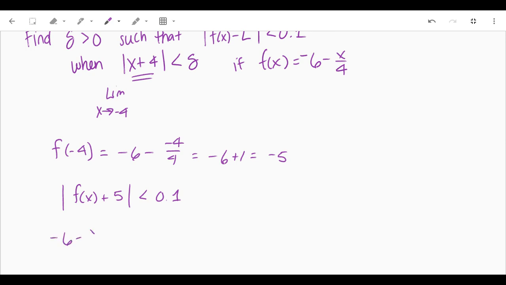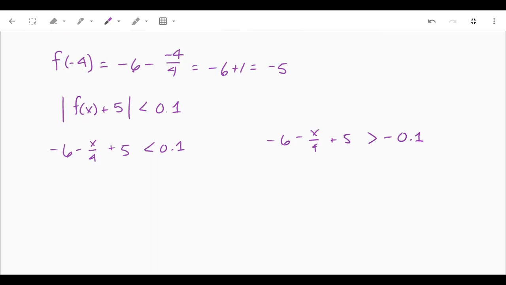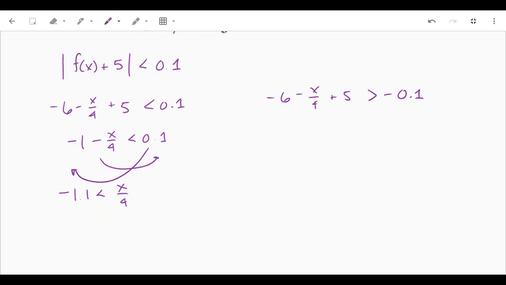So negative 6 minus x over 4 plus 5 has to be less than 0.1, or negative 6 minus x over 4 plus 5 has to be greater than negative 0.1. Okay, so let's see, negative 6 plus 5, that's going to be negative 1 minus x over 4 less than 0.1. Let's add that to that side and subtract from that side. So negative 1.1 has to be less than x over 4. So x has to be greater than negative 4.4.